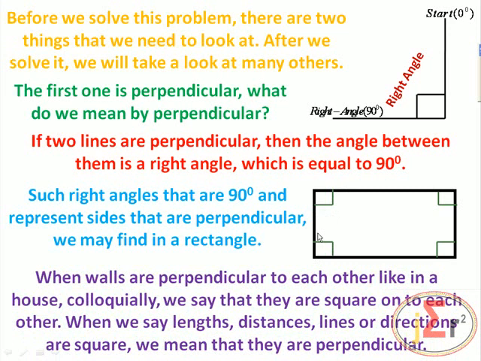When walls are perpendicular to each other, like in a house, colloquially we say that they are square onto each other. We say lengths, distances, lines or directions are square. When we say that, we mean that they are perpendicular. And if they say, take a look at that, does that look square to you? It means, does that look perpendicular to you? That's what it means.